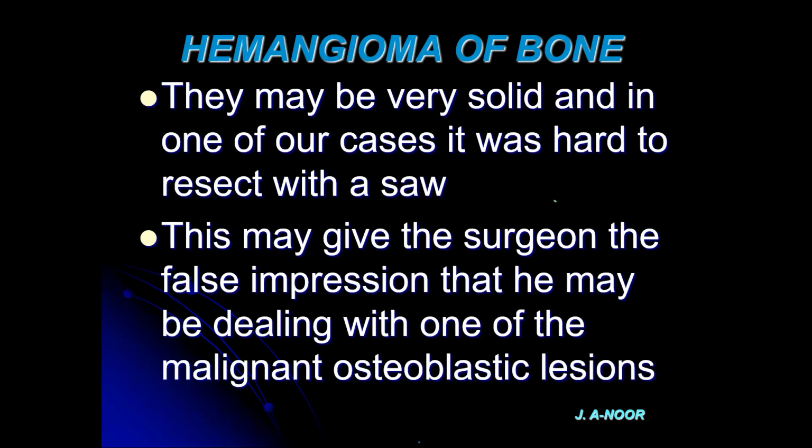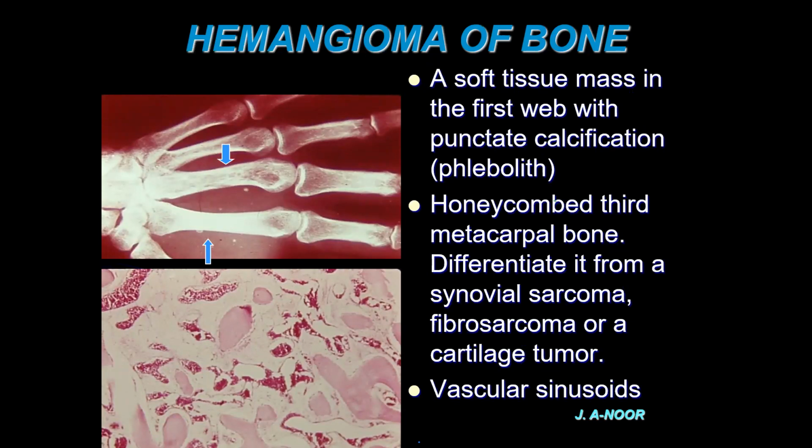Okay, so you have to be careful that you're not dealing with one of the malignant lesions. A mass in the first web is shown in the X-ray on the higher level. This is punctate calcification. It's known as phlebolith. And this can occur in association with the hemangioma of the third metacarpal bone. Differentiated from a synovial sarcoma, fibrosarcoma, or a cartilage tumor. Vascular sinusoids, don't forget, because we mentioned in Maffucci syndrome, you can have phlebolith, but this is often associated with an enchondroma.